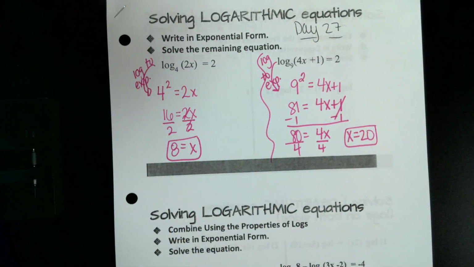Okay, so when you guys have log equations that just involve one log and then it equals a constant, those are about the easiest ones you can do. You're just going to turn it straight into exponential form, and then you just solve the equation. Okay? Do you guys feel okay with those?